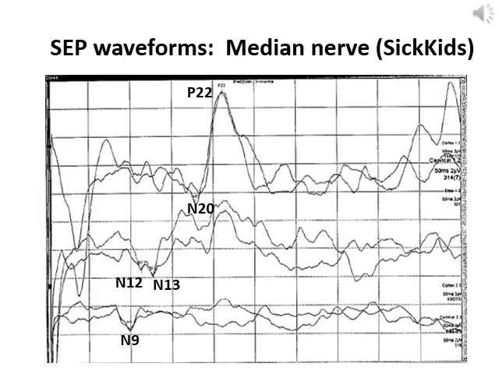With the 3-channel montage that we use at SickKids, we typically will see an N20 P22 in channel 1, the cortical recording. We'll see a little W, a set of negative going peaks called the N12, N13, which are the cervical responses in channel 2. And then in channel 3, which is our peripheral response, we will typically see a negative going N9.